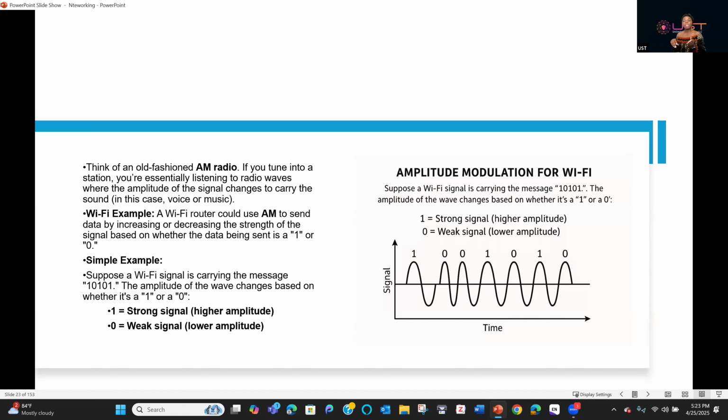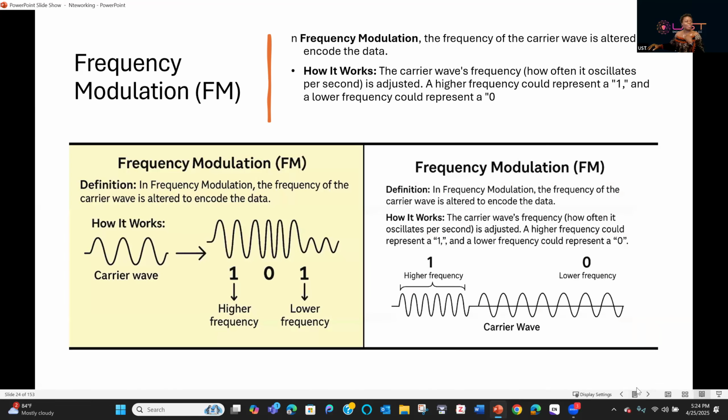For example, suppose a Wi-Fi signal is carrying the message 1010. The amplitude of the wave changes based on whether it's a 1 or a 0. You see, 1 equals a strong signal, 0 equals a weak signal. 1 signifies higher amplitude, while 0 signifies lower amplitude. We can see the example here, signal against time. It tells you, based on how strong that signal is, how the AM is altering the carrier signal. I hope you people are feeling me.